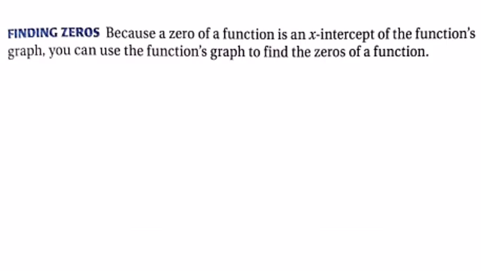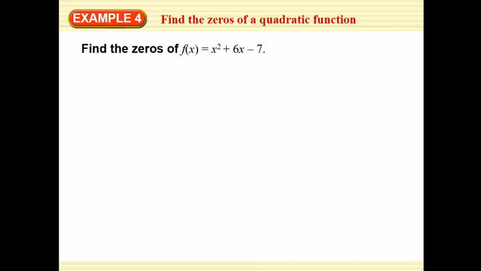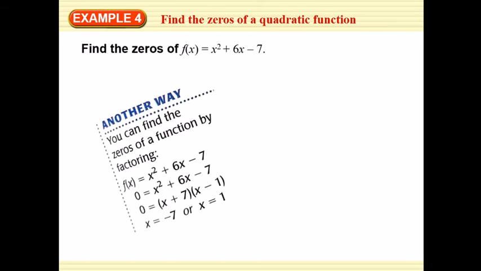So finding the zeros. Because a zero of a function is an x-intercept of a function's graph, you can use the function's graph to find the zeros. So find the zeros of f of x equals x squared plus 6x minus 7. Another way that you can find the zeros of the function is by factoring, which we've already discussed. So you can go about this factoring process and use your zero product property to solve. So here I come out to 2 solutions.